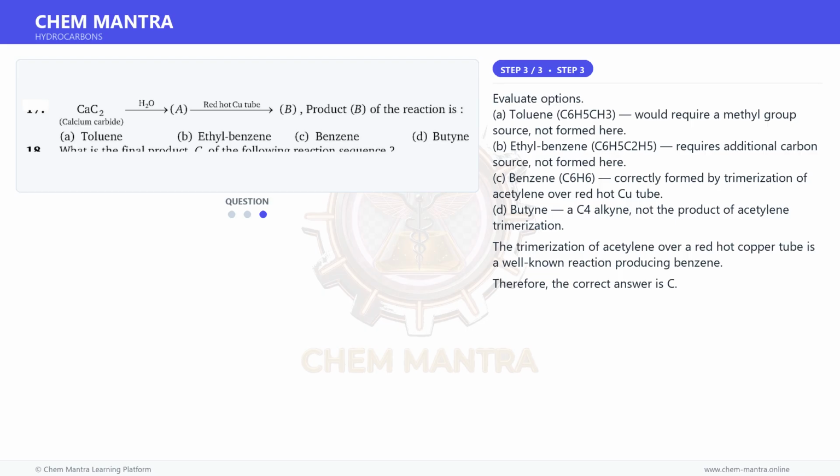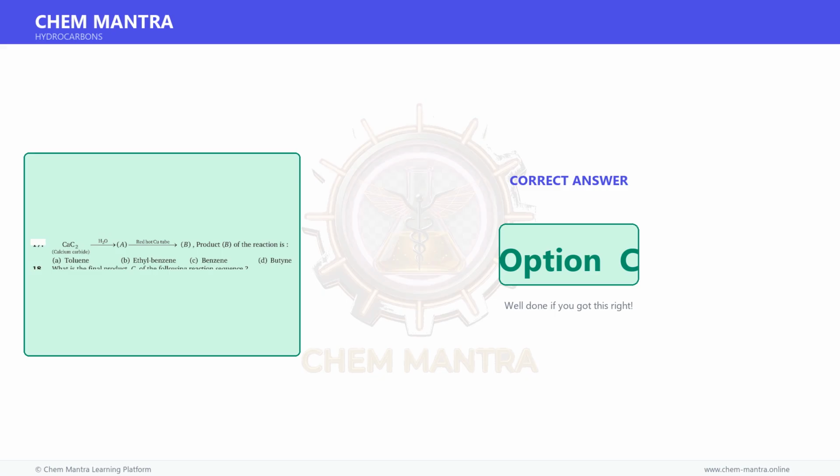The trimerization of acetylene over a red-hot copper tube is a well-known reaction producing benzene. Therefore, the correct answer is option C.